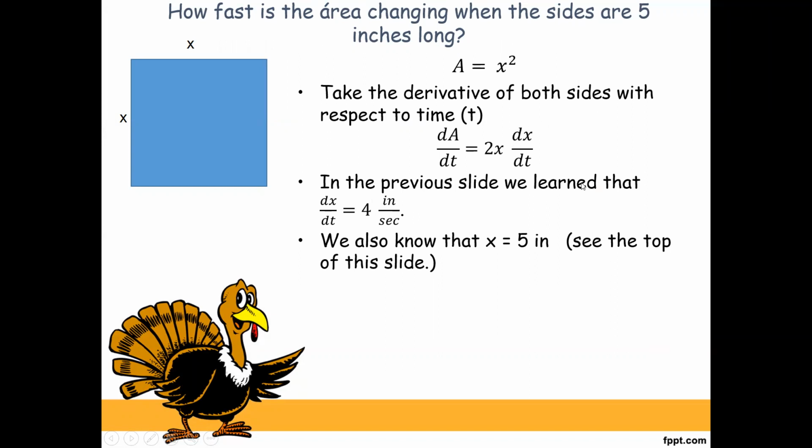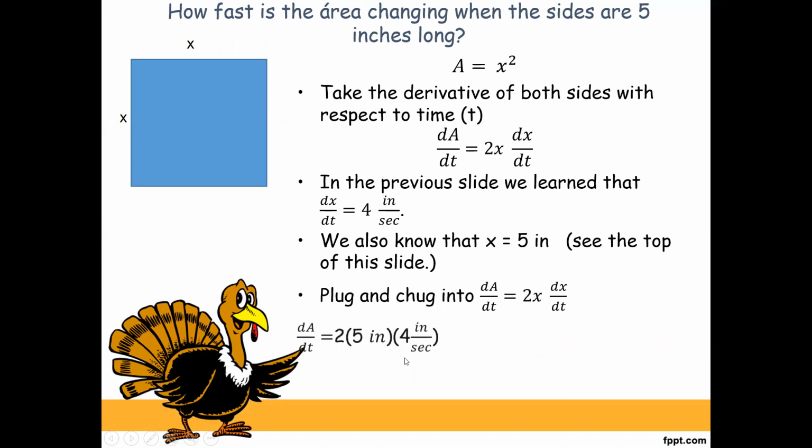So now we just plug and chug. We take these values for dx dt and for x. We plug the x value in here, we plug the dx dt value here. And what do we get? We have dA dt equals 2x dx dt. Plugging it in, we have dA dt equals 2 times 5 inches times 4 inches per second.